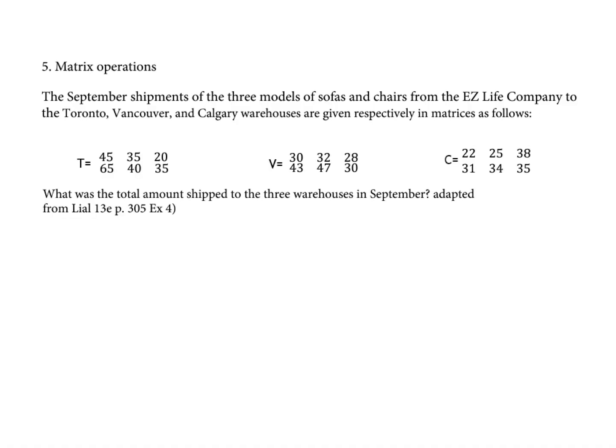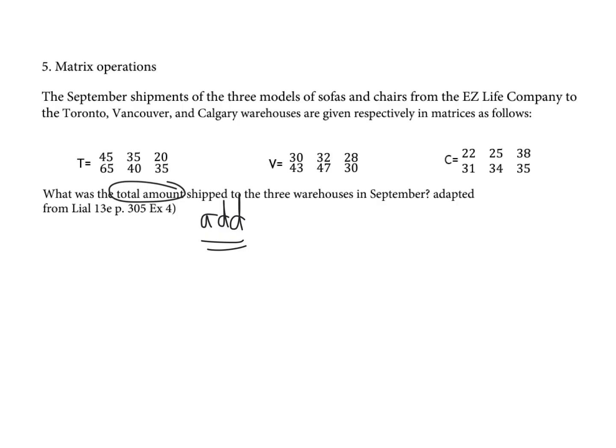Here we have a question about shipments to warehouses from a central location. So we have the September shipments of the 3 models of sofas and chairs from the Easy Life Company to the Toronto, Vancouver, and Calgary warehouses, given respectively in matrices as follows. So we have a 2x3 matrix for Toronto, a 2x3 matrix for Vancouver, and a 2x3 matrix for Calgary. It says here, what was the total amount shipped to the 3 warehouses in September? So we see that total amount, of course, that means we're going to add them together, right? So we're going to add.